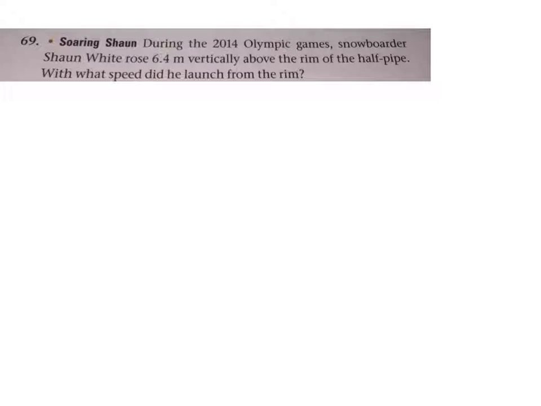Chapter 2, Number 69. During the 2014 Olympic Games, snowboarder Shaun White rose 6.4 meters vertically above the rim of the halfpipe. With what speed did he launch from the rim? So we begin, as always, with a picture.